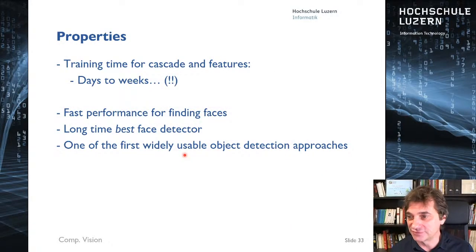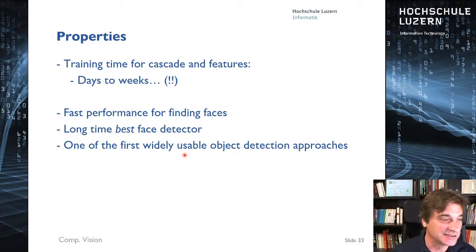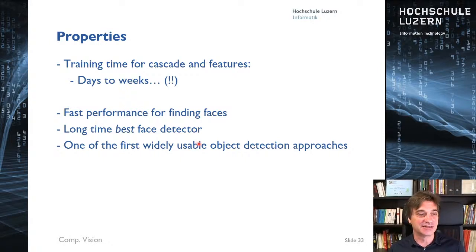For a long time this was the best face detector. Even now, if people ask on the internet for the best face detector, people suggest Viola-Jones, but in the meantime there are other approaches available, and it was really a usable approach. It has been implemented in a lot of devices and cameras because it had a relatively low computation time. What is not so fast is the actual training time for the cascade and features. This can take days to weeks.